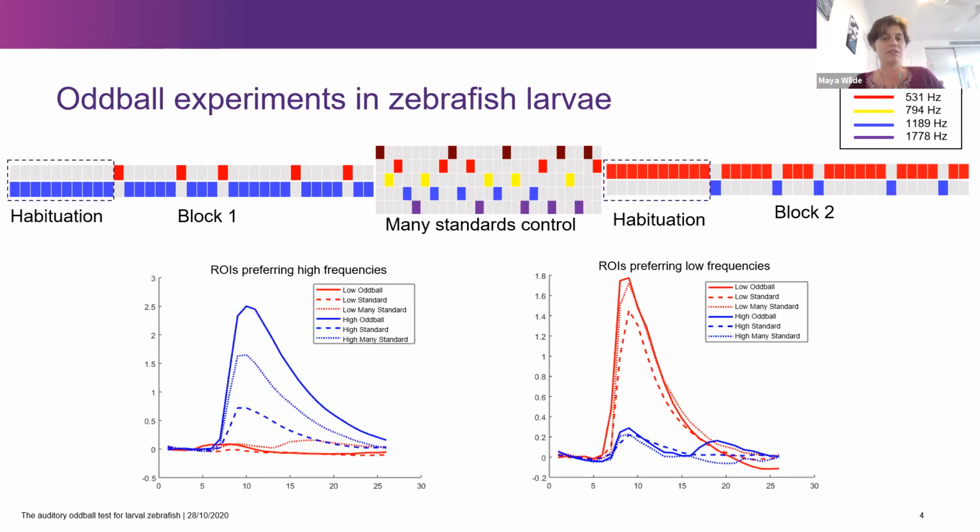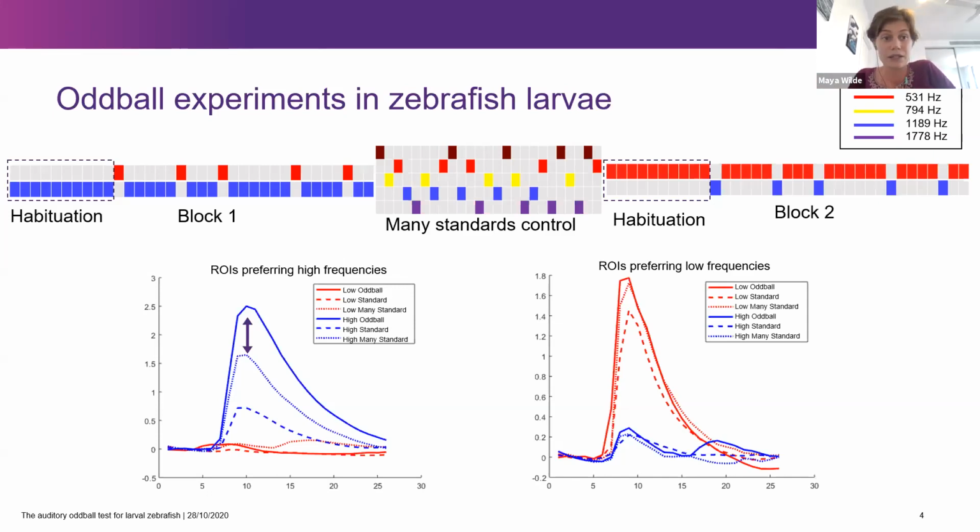And here, especially on the left, you can see in the high-pitched tones, the amplitude of the response is a lot lower when it's a standard tone, and it's the highest when it's an oddball tone. And you can see an intermediate amplitude during the many standards control block, which shows that the amplitude of the response is increased just when the tone is happening less frequently, but not as much as when it is an oddball, when there's the violation of a prediction of what stimulus would be expected.